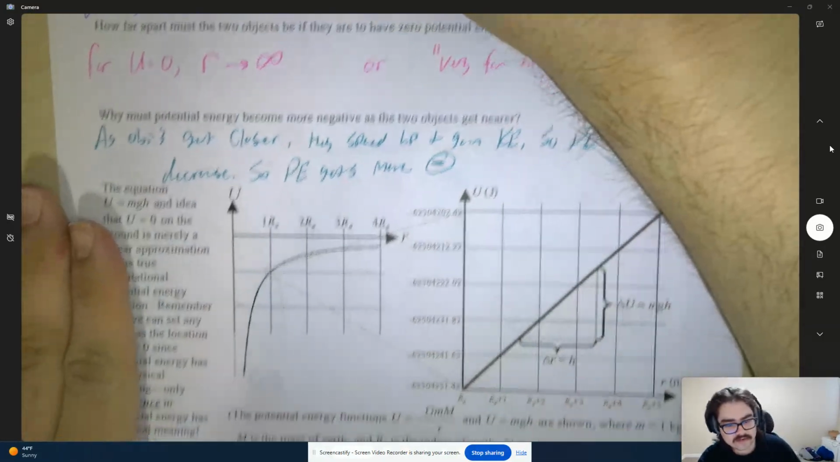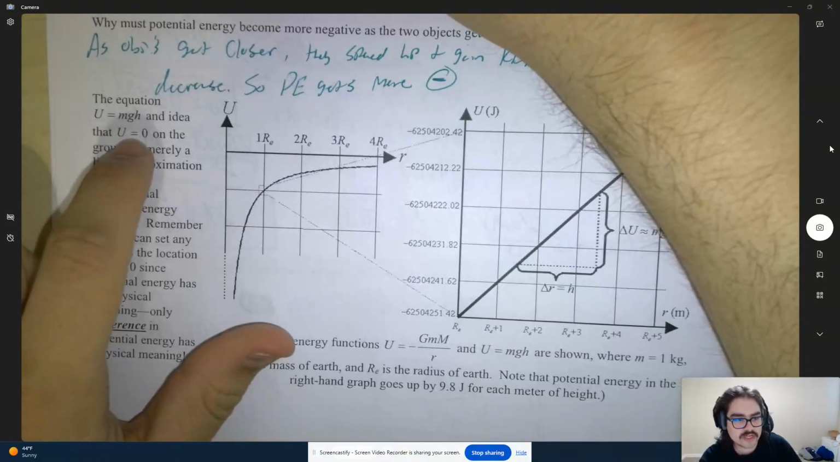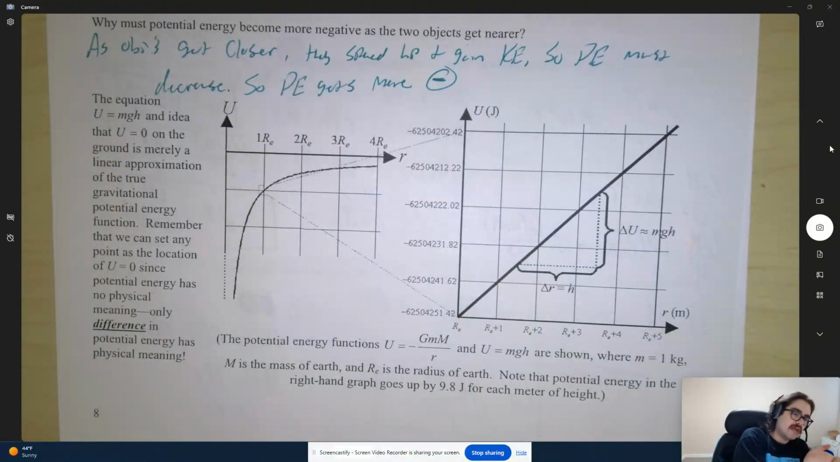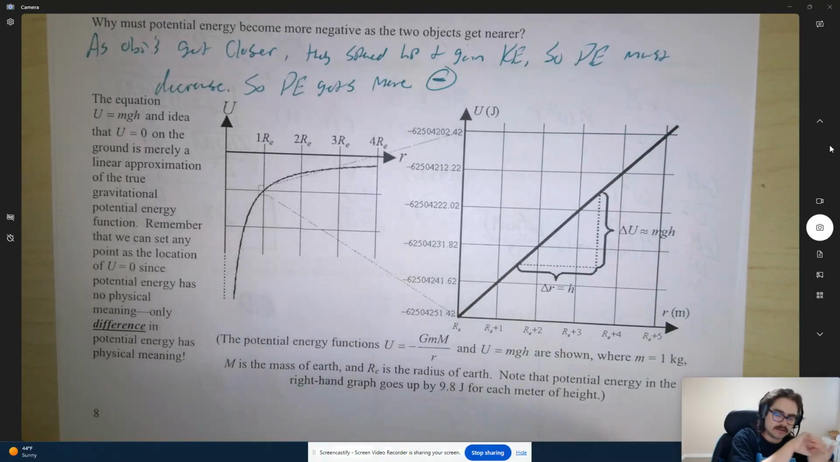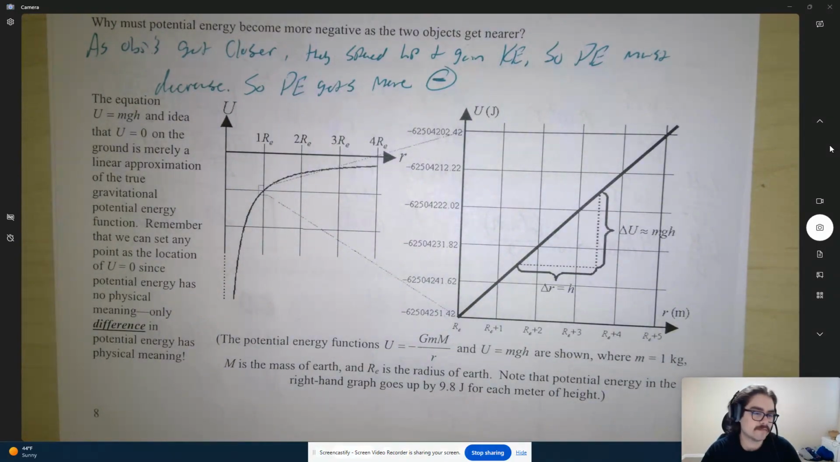If you remember your equation mgh for gravitational potential energy, the idea that U equals 0 on the ground is actually just a linear approximation of the true gravitational potential energy. You can set any point as U equals 0, as the zero point, because potential energy has no real significance. It's really only the difference in potential energy that has physical meaning.